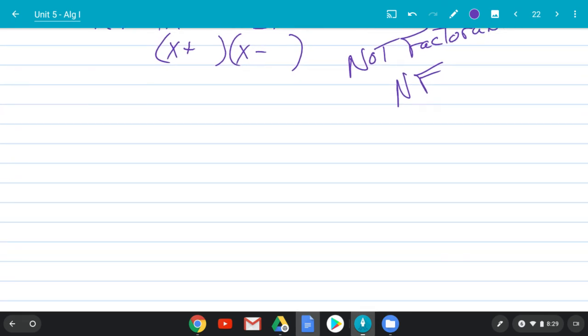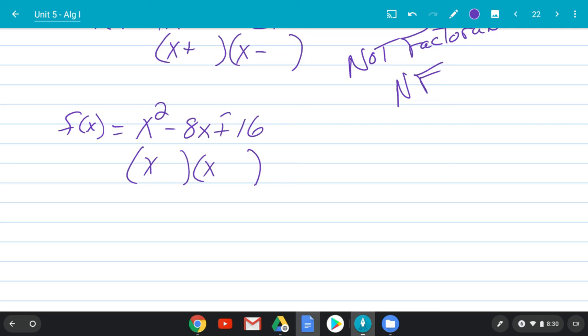All right, let's do another one. Let's say f of x equals x squared minus 8x plus 16. Okay. Is there a GCF? No. There's no leading coefficient. Is there a leading coefficient? No. So, split the signs. Put an X in each. This tells me that they are the same. And now I look in the middle and it tells me they are both negative.